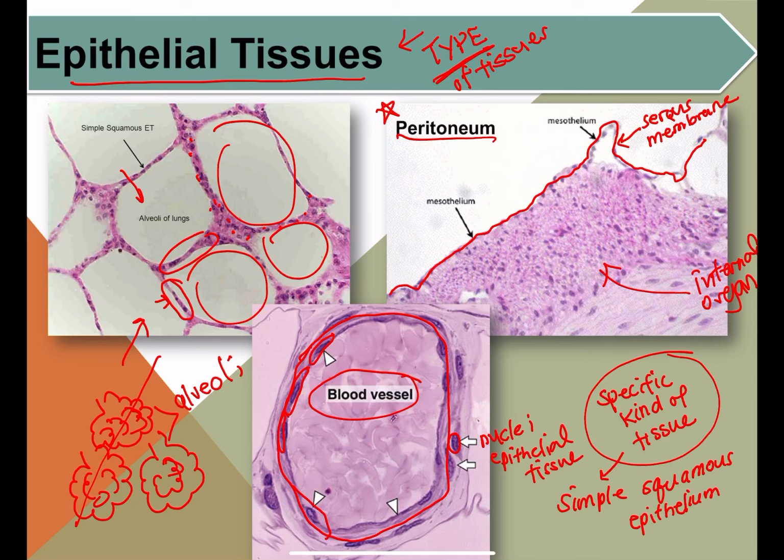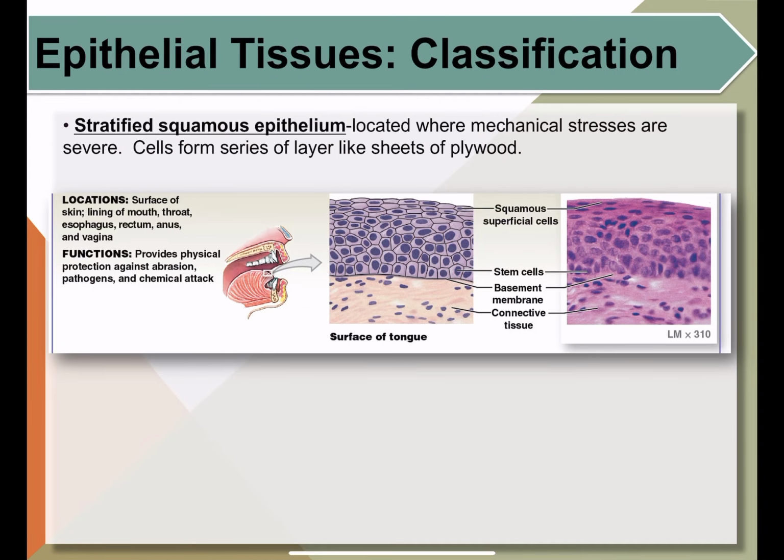Make sure you know the specific type of epithelial tissue. This specific kind of tissue is simple squamous epithelium. This is from the alveoli of the lungs. This is from the peritoneum of your abdominal cavity. This is a blood vessel within your circulatory system. Be able to identify these by pictures in case I ask them on exams or lab practical. You will have another set of pictures in lab exercise.